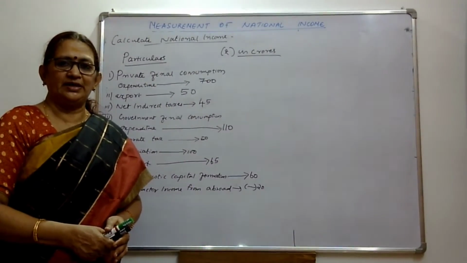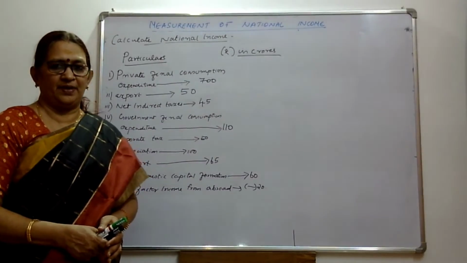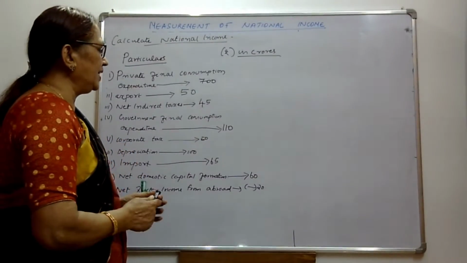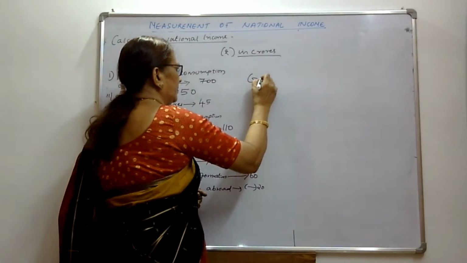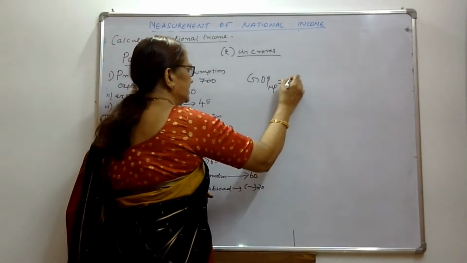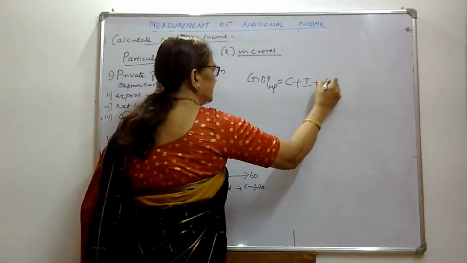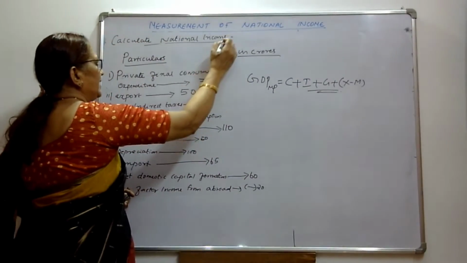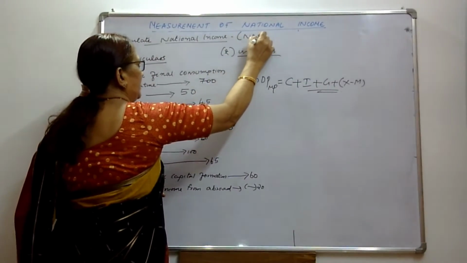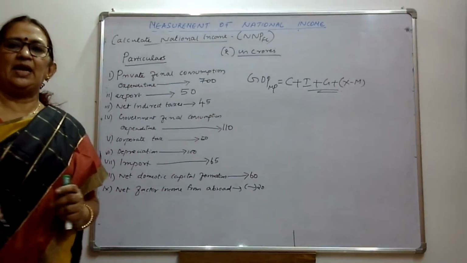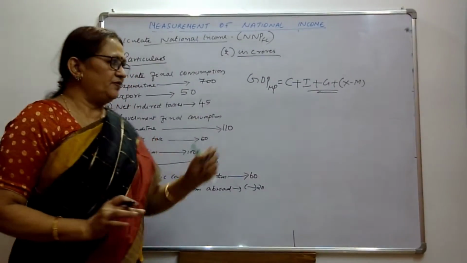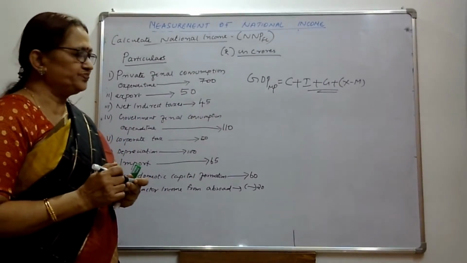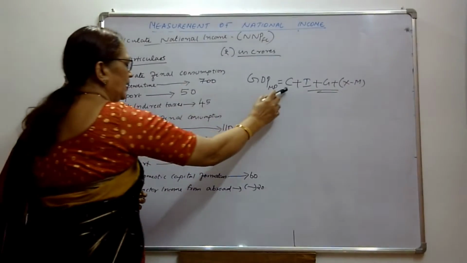Yesterday I already explained how to calculate GDP at market price from the components of expenditure. So, how can we calculate gross domestic product at market price? GDP at market price is equal to C plus I plus G plus X minus M. We have to calculate national income, that is NNP at factor cost. In order to calculate it, first we will find out GDP at market price, and from that we will derive national income. So we will check what all these components are.